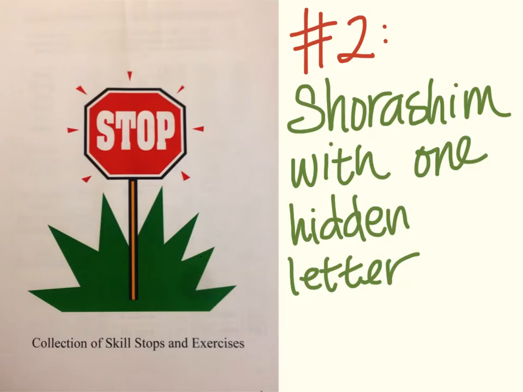Okay, so this is skill set number 2, and we're going to be learning how to identify shorashim that have one missing letter. Now, this is a little bit more of a complicated skill, so feel free, especially in the beginning, to rewatch this video and pause and rewind as many times as you need to make sure that you understand it. And if you have any questions, as always, please send me an email and I'll be more than happy to help.